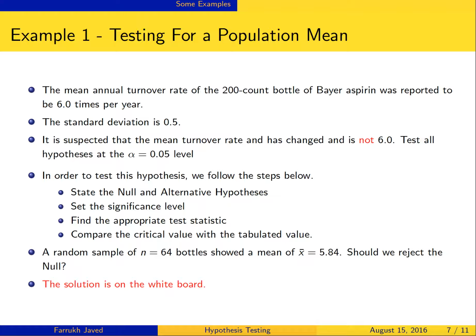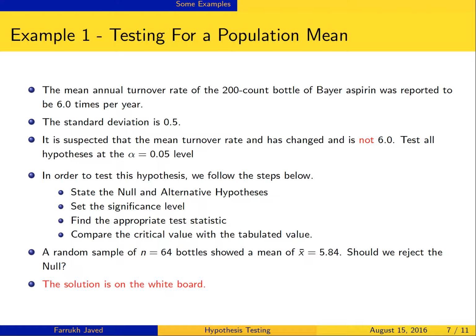Here is a problem, testing for a population mean. We wanted to test the population mean based on our sample data. The mean annual turnover rate of the 200 count bottle of Bayer aspirin was reported to be 6 times per year. So the mean of 200 bottles is 6 times per year. How many bottles do we have? We have 200 bottles, which means n is 200. The mean value is 6, and the standard deviation is 0.5, right? This is the information given to us.